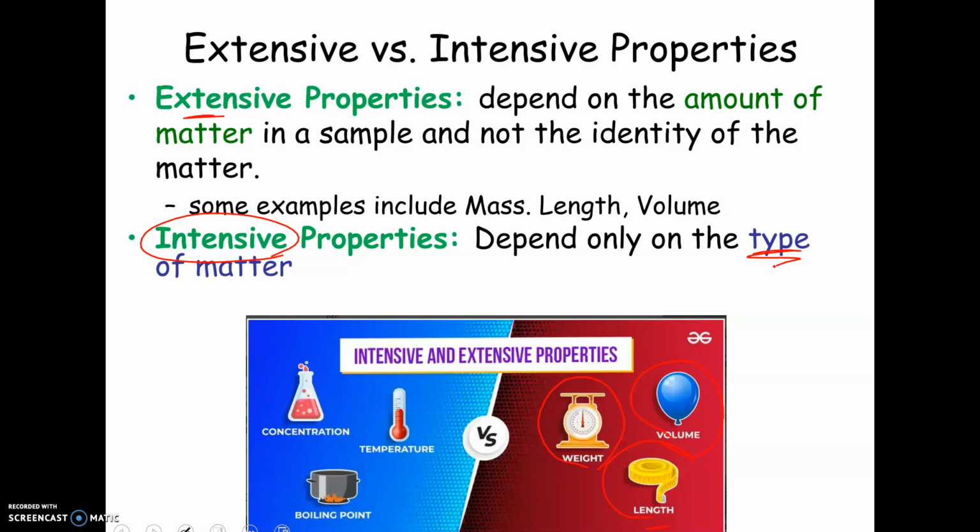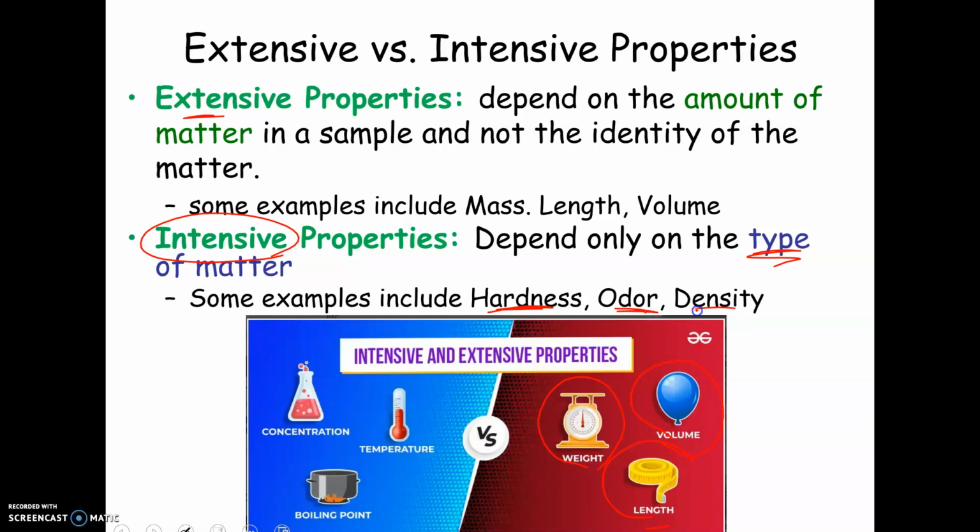We know that they don't look the same. Their density is not the same. They don't melt at the same temperature. So intensive properties would be things like hardness, odor, its density. Now density can throw people off because sometimes people think of density as an amount, but density is actually a ratio. We're going to talk more about it in our next chapter when we start talking a little more about how we use numbers in chemistry.